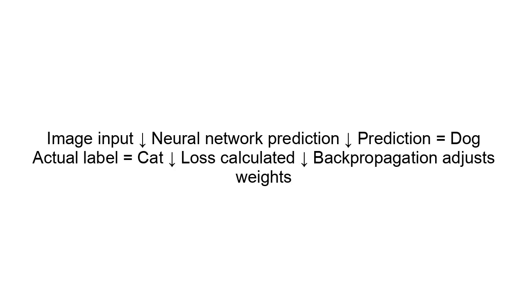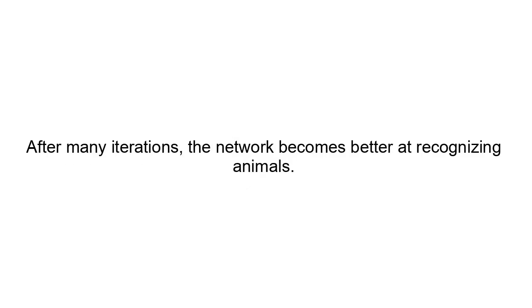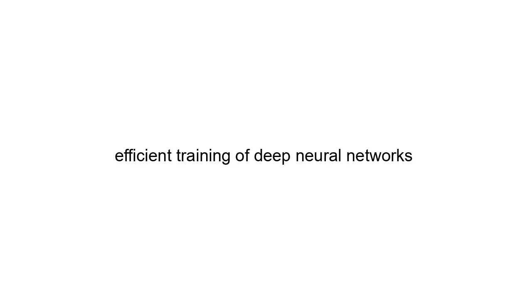Example: image classification. Consider a neural network trained to recognize cats and dogs. Example concept: image input, down arrow, neural network prediction, down arrow, prediction equals dog, actual label equals cat, down arrow, loss calculated, down arrow, backpropagation adjusts weights. After many iterations, the network becomes better at recognizing animals.